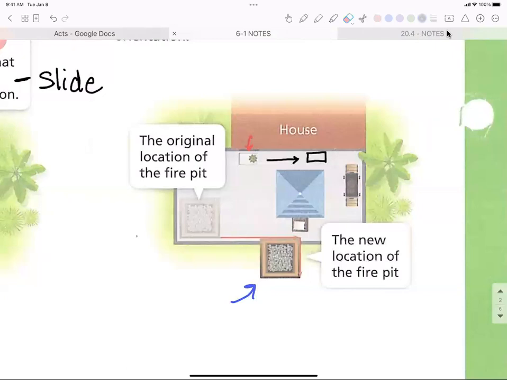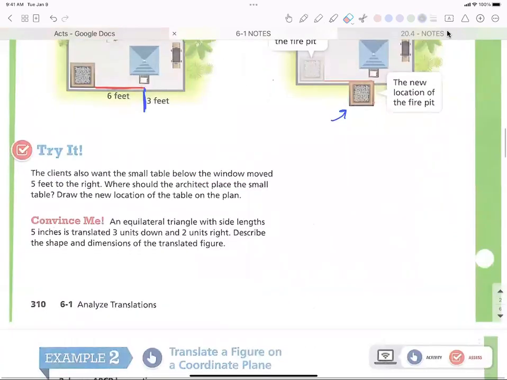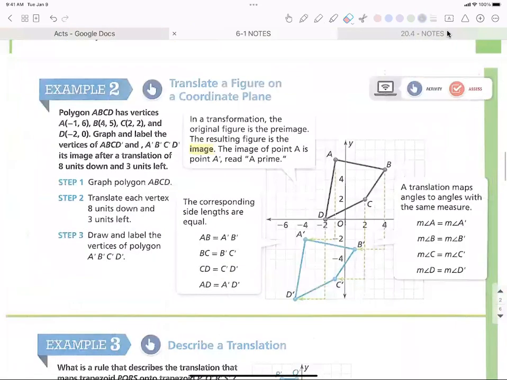So that's how you can kind of remember that translation is taking exactly what was and just moving it over, okay? Keeping it exactly as it was, all right? Okay, so we've done the client move. We've moved the table 5 feet over. Let's look at some terminology now, okay?